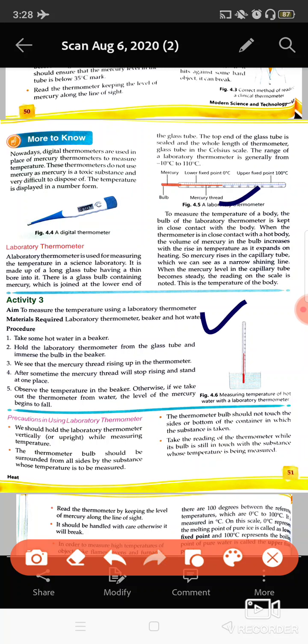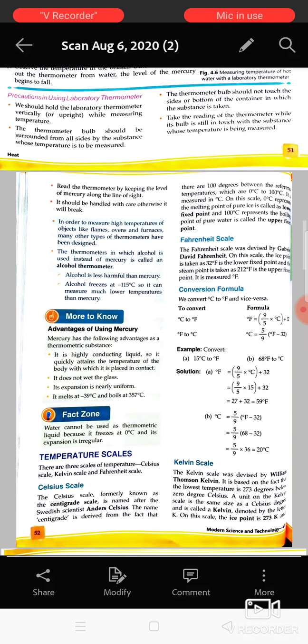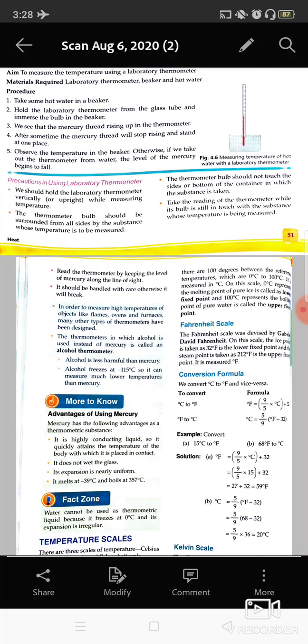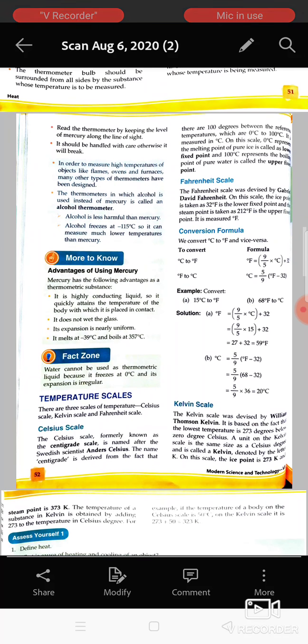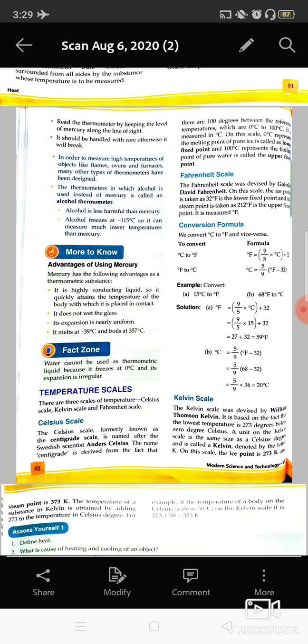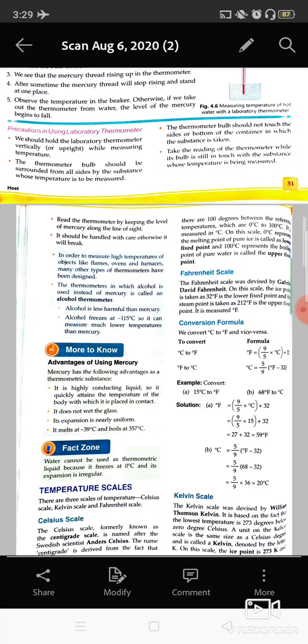Other than that, all the structures are the same. The lower point is minus 10 and the upper point is 100 degrees. Okay. The same kind of precautions apply: it should not be broken, and it should be covered on all sides. These are the same precautions we need to follow when using any kind of thermometer, like the mercury or the laboratory thermometer.